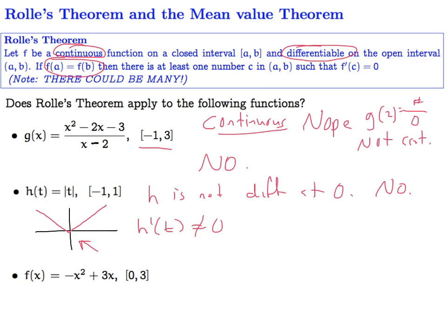Here we have f of x. Now, this is a good function. One, it's continuous because it's a polynomial.